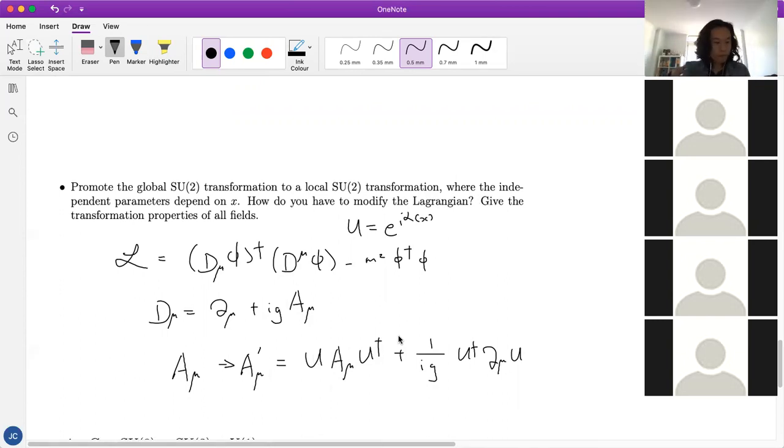Any questions? Could you just explain what this actually has to do with isospin?